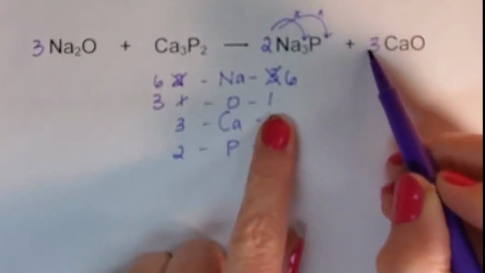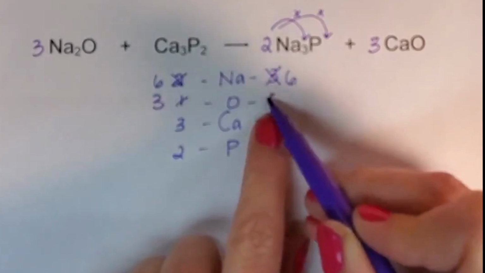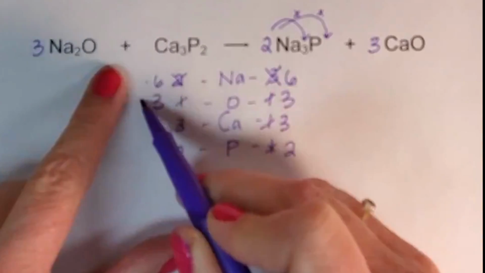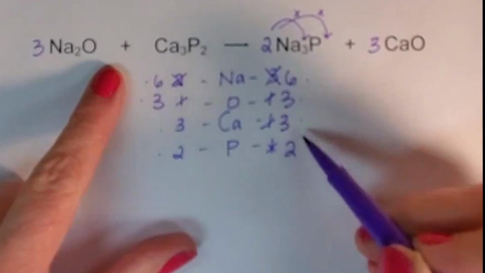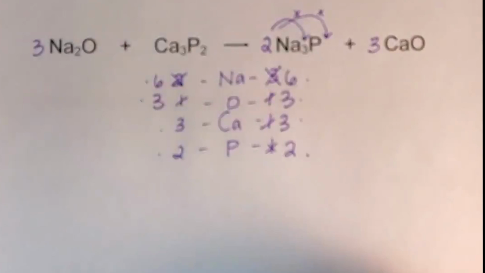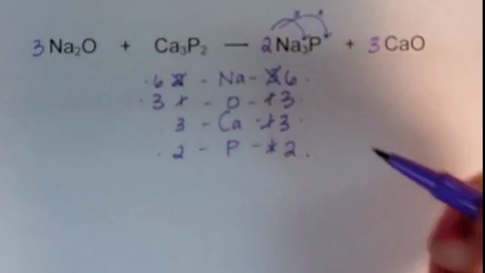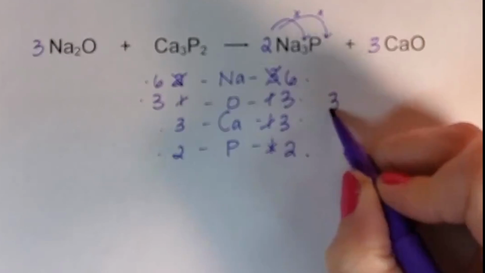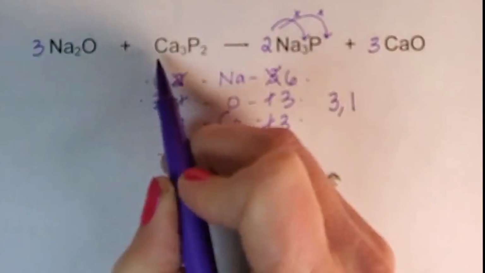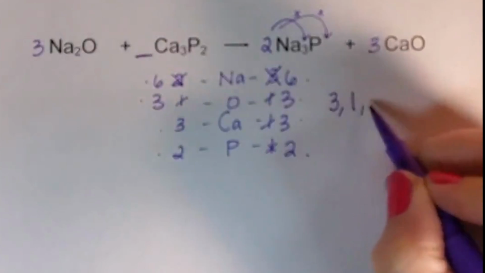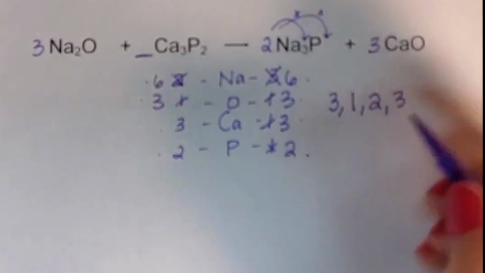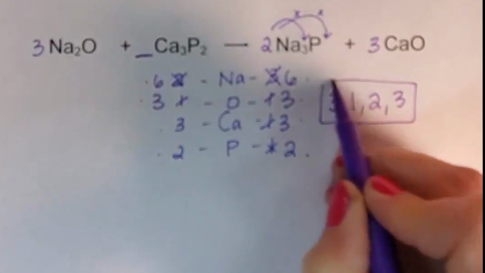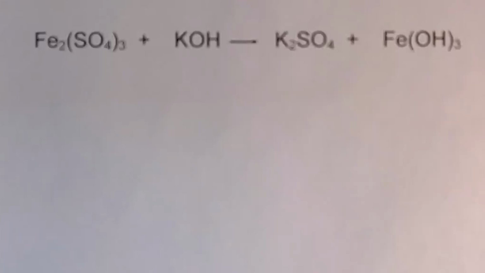In order to balance the oxygen, we put a 3 before the CaO, which changes both the calcium and the oxygen to 3. And as you can see, we are balanced. We have numbers 6, 3, 3, 2 and 6, 3, 3, 2. If you were to write down an answer, however, what you would write is the coefficients. So we would write 3, 1, 2, 3. That would be the answer we would put on an assignment.